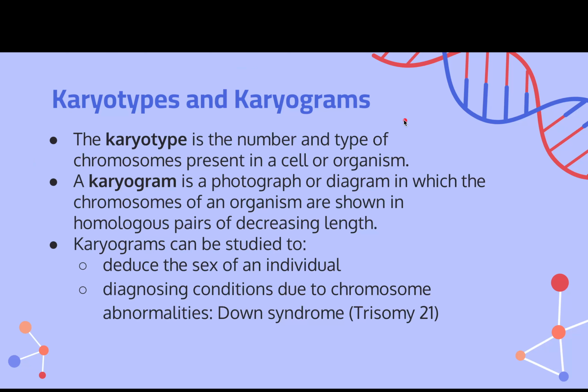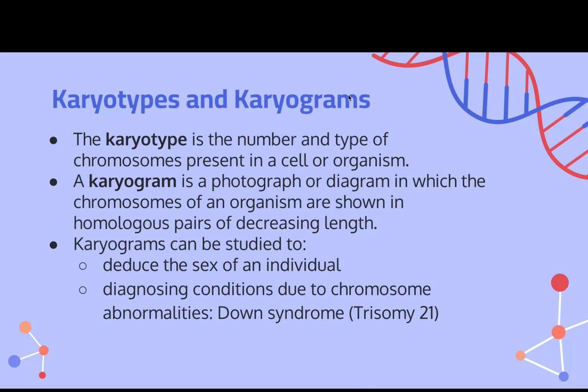Okay, now we're going to talk about karyotypes and karyograms. The karyotype is the number and type of chromosomes present in a cell or organism. So it is basically self-explanatory. It's the number and the type of chromosomes that are present in any organism's cells.